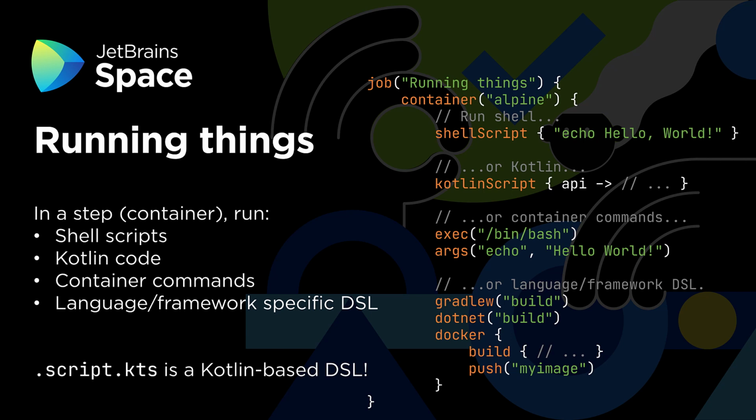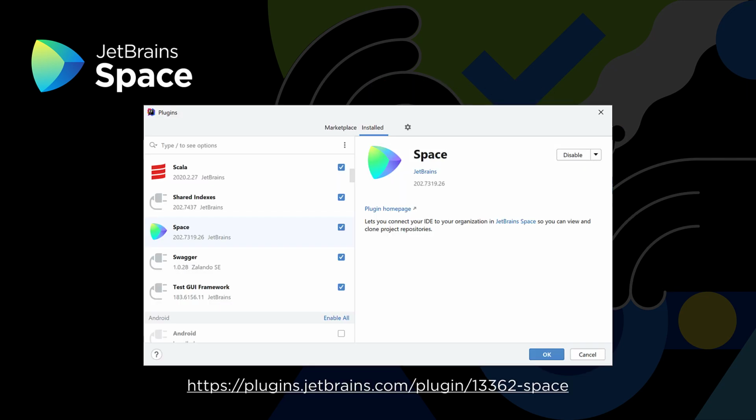Also keep in mind that everything you write here is Kotlin based. That entire script.kts is Kotlin based, which means that you can make use of variables in a lot of places. You can make use of functions in a lot of places. So if you have multiple jobs, for example, or multiple steps that have to reuse particular logic, you can extract that into a function and then call that function as part of multiple steps. But I'm running ahead here.